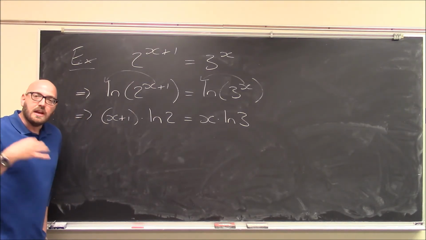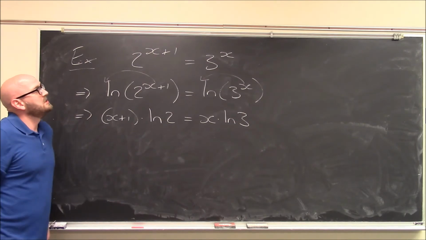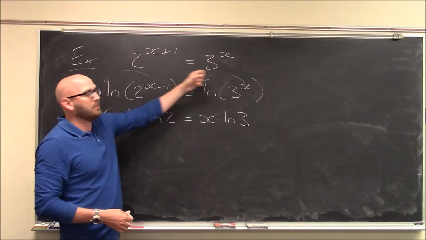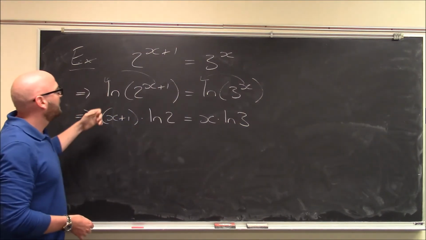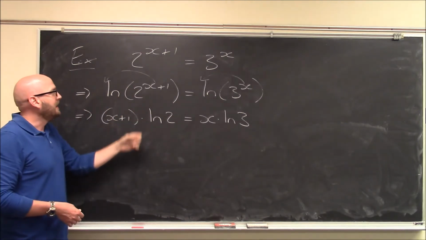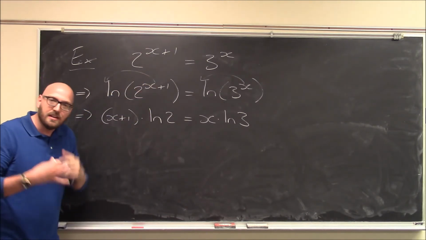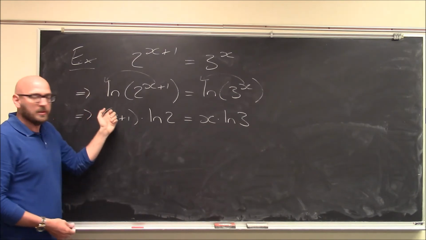This is invariably how you pretty much always solve these equations. Don't even go through that process of trying to make the bases equal anymore. Just take the log of both sides. If you're stuck with an x in the exponent, take the log to get it out of the exponent using this property.